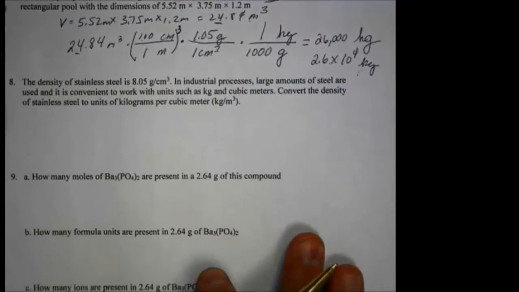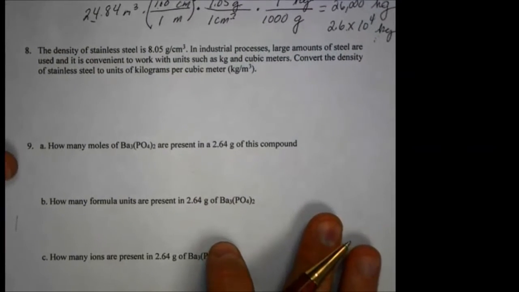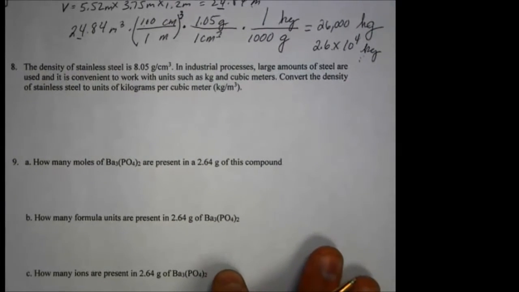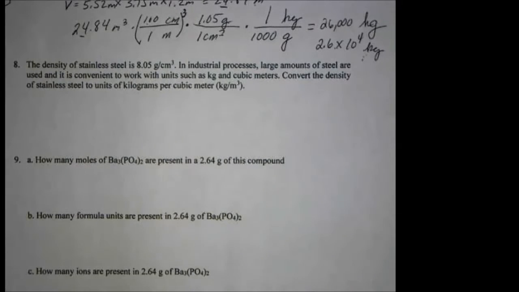Now, in the next one, we have a question asking us about the density of stainless steel. So it says the density of stainless steel is 8.05 grams per cubic centimeter. In industrial processes, large amounts of steel are used, and it is convenient to work with units such as kilograms and cubic meters. That makes sense because, when you're working in industry, you're not producing grams of things, you're producing kilograms, or even metric tons. So we could even convert this to metric tons, and cubic meters, which is quite a large volume of material.